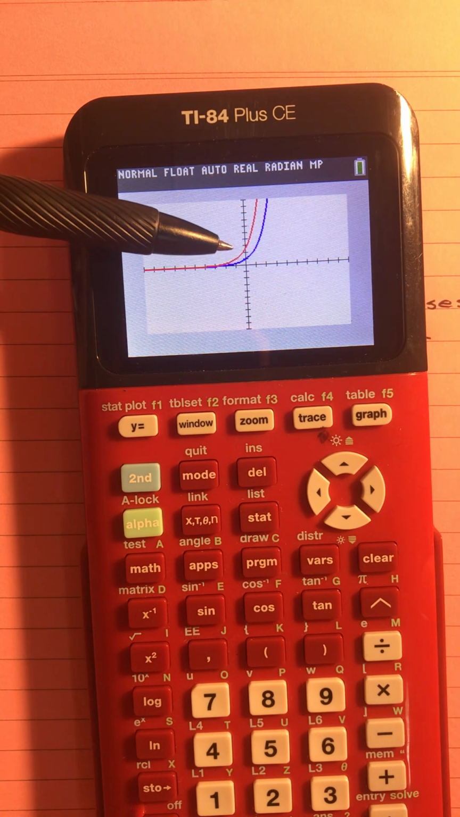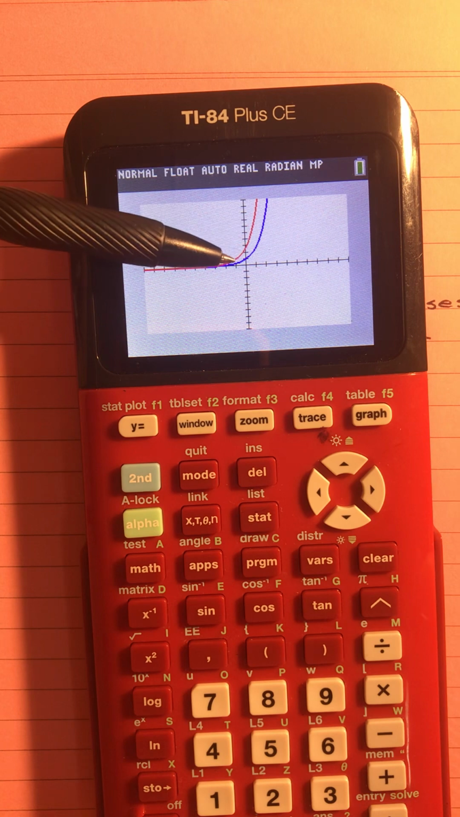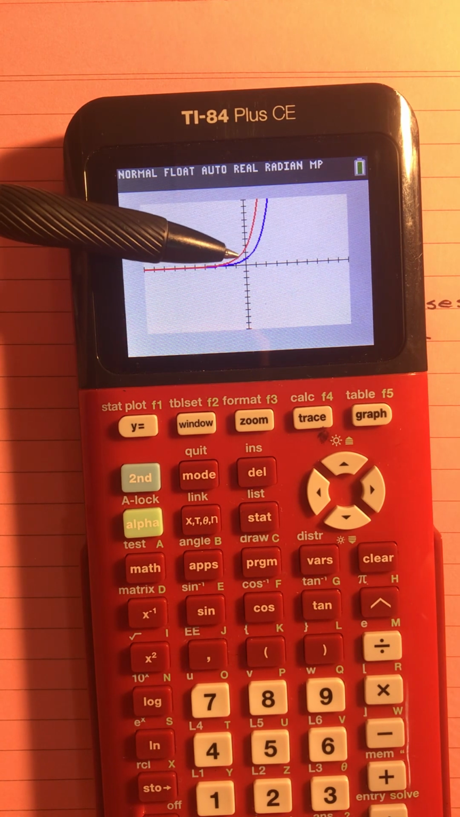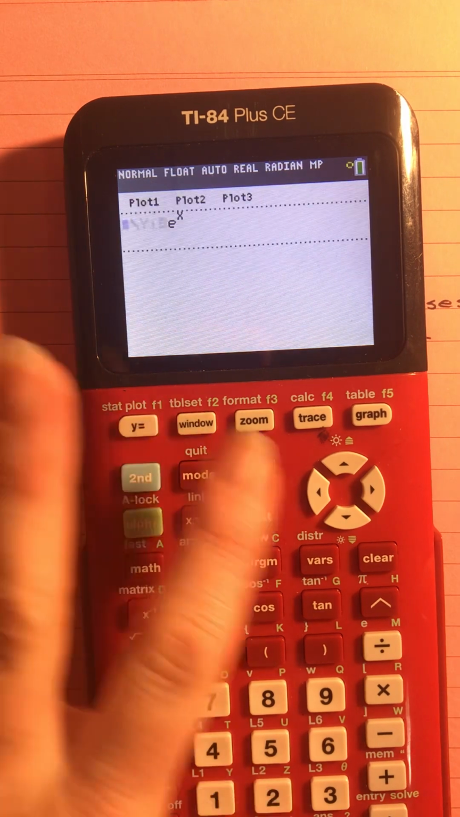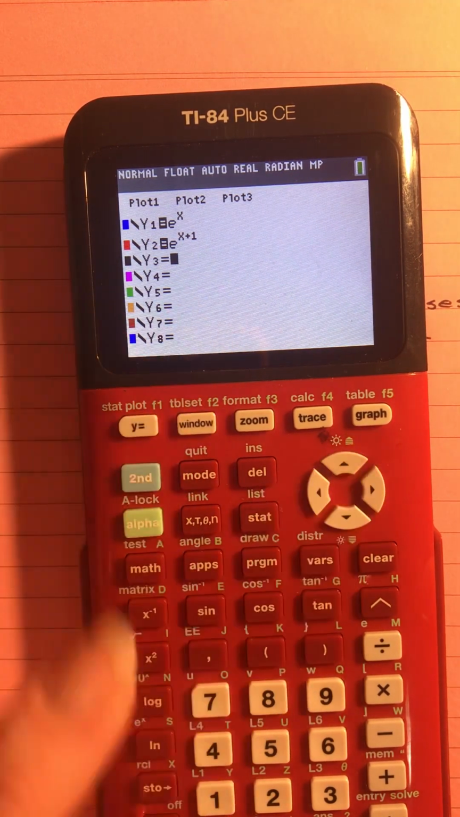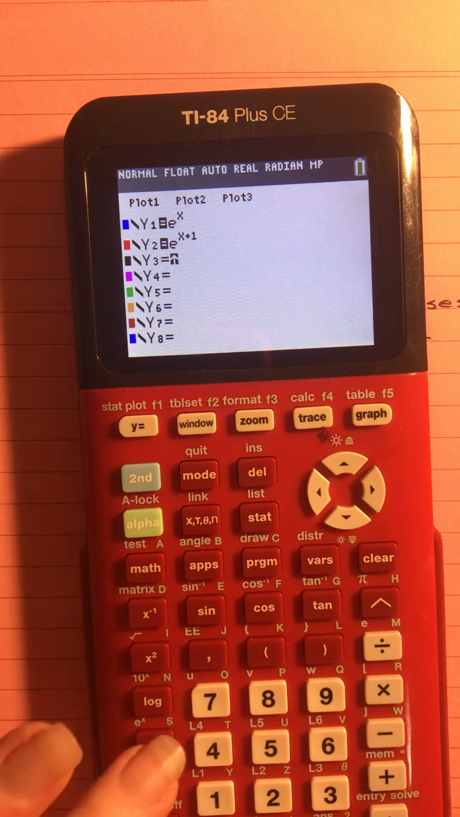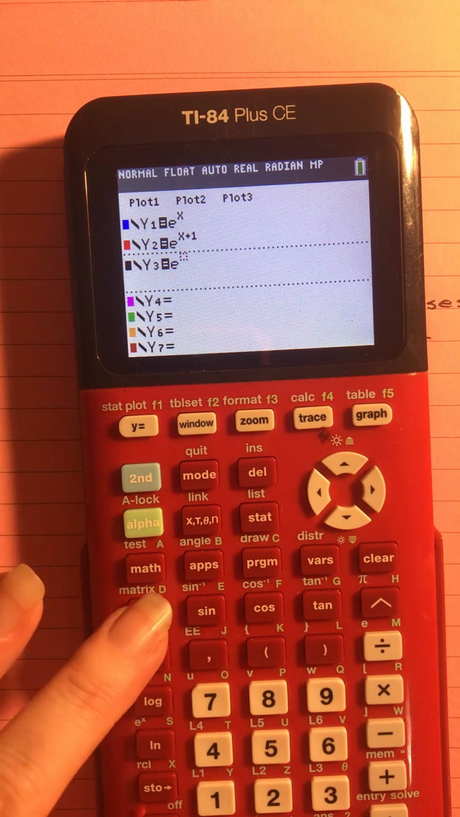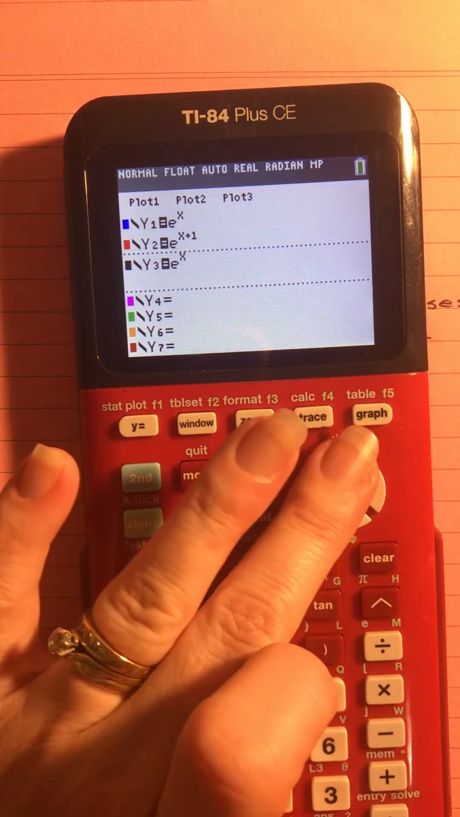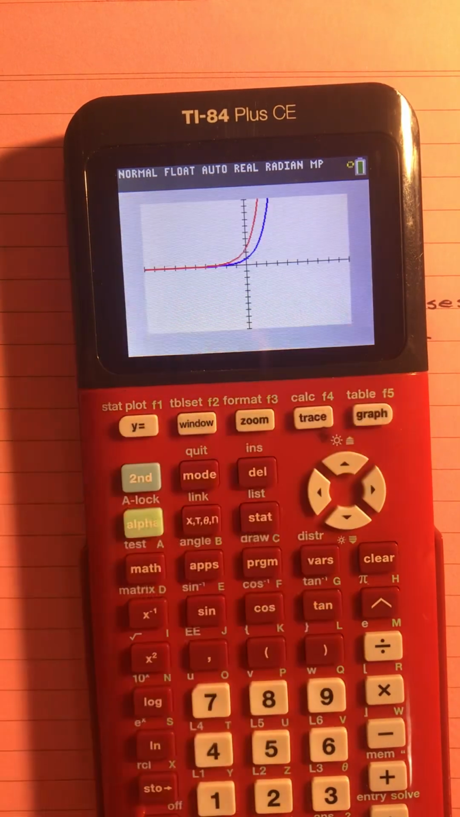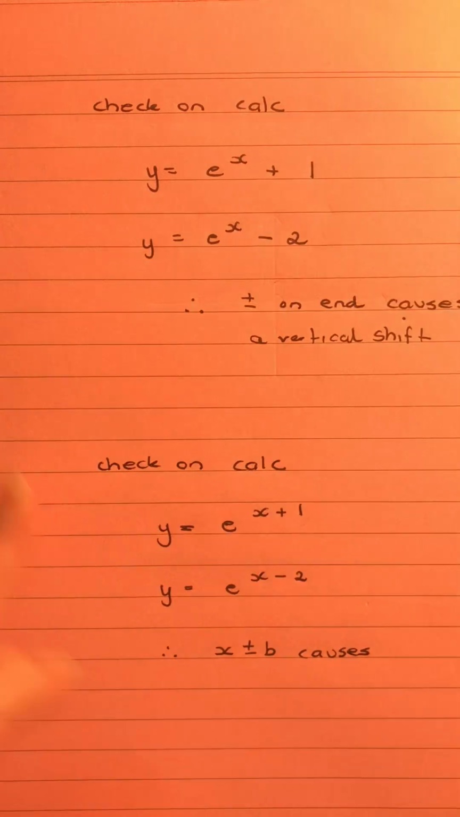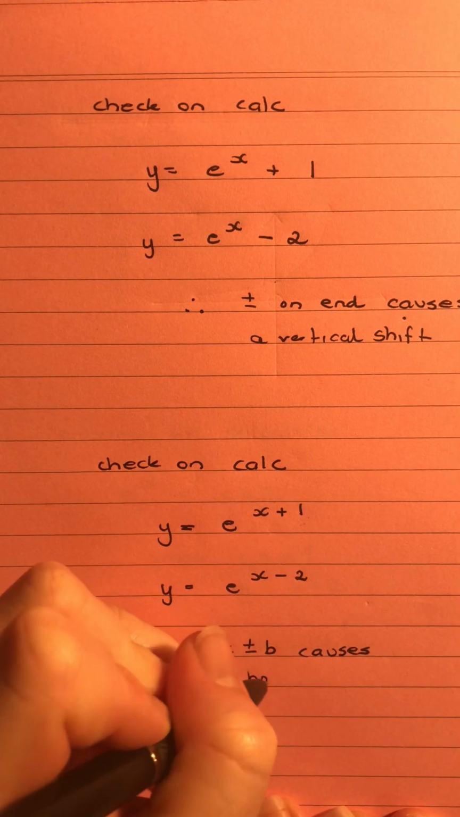So it is now cutting at 2, and we can see that that turning area is earlier. If we did the e to the x take 2, we would assume we're going to have that shift forward then. And there we go, we can see that that has shifted forward. So you can see that that is going to do a horizontal shift.